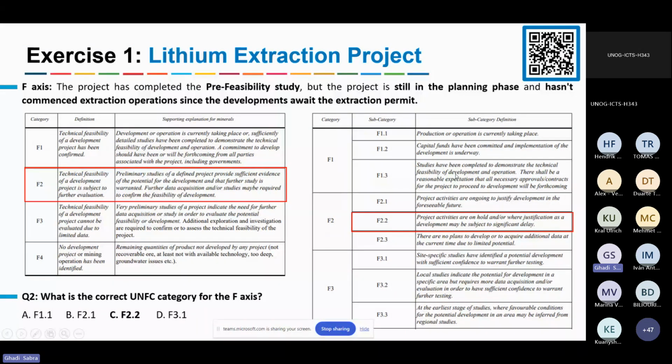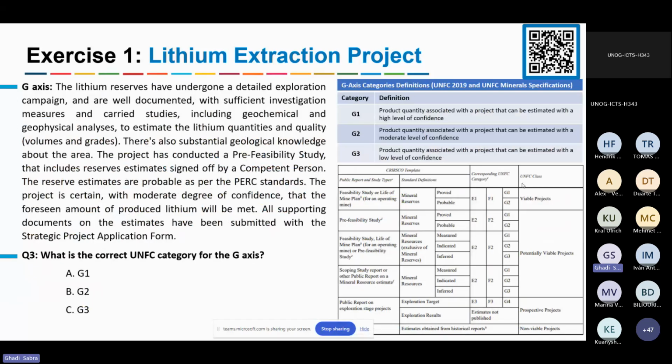Here, the reason it's F2.2 is because we're still in the pre-feasibility study. So within that phase, the project is still in the planning phase, basically, and no development has been initiated since it still awaits the extraction permit. And we can see here on the subcategory level, the difference is that one is justified and one is currently on hold. So we're waiting for the extraction permit before commencing operation. Now let's move on to the degree of confidence, the G-axis.